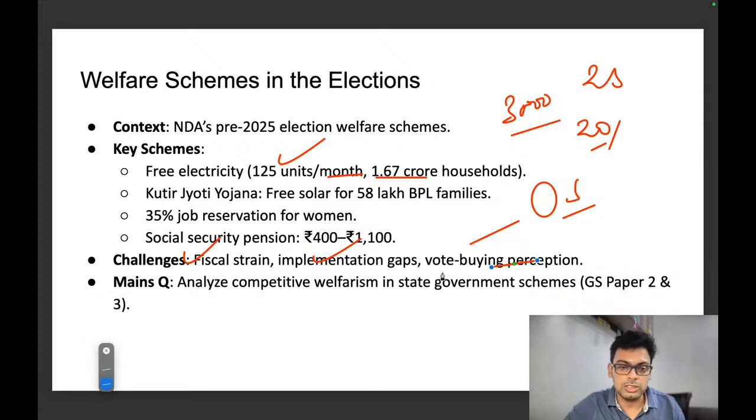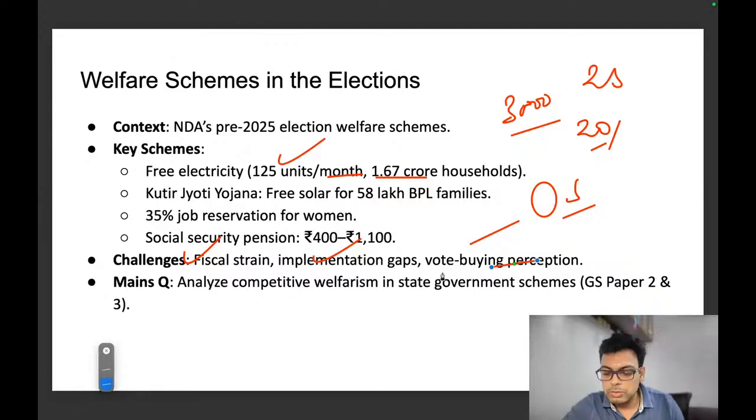build up human capital, so that people don't need your freebies. People don't need this 125 units per month. They don't need your free ration. Give them money so that they can buy, and you can give them money through jobs, rather than just giving freebies. All right.